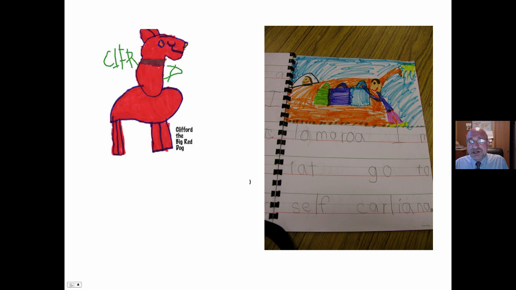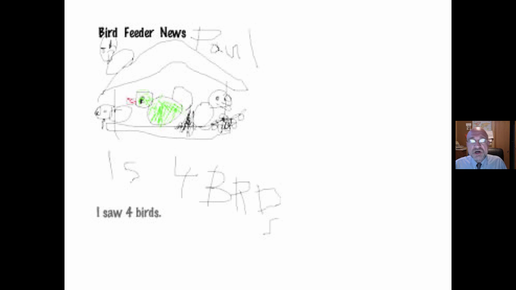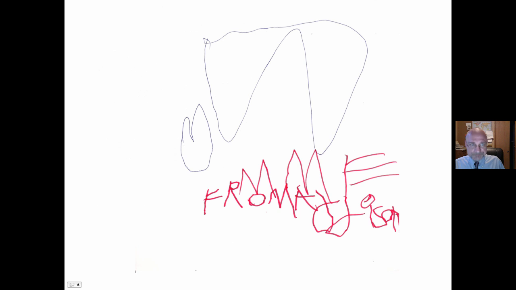Clifford the Big Red Dog. Examples of drawing, writing, driting. Combination of the two. This is great. Provides structure. First we, then we, finally we. It was a terrific day. All right? Provides structure, and they can go home and read their story. This is developmentally appropriate writing. I saw 4 birds. That's a good example of driting. This is invented or temporary spelling.